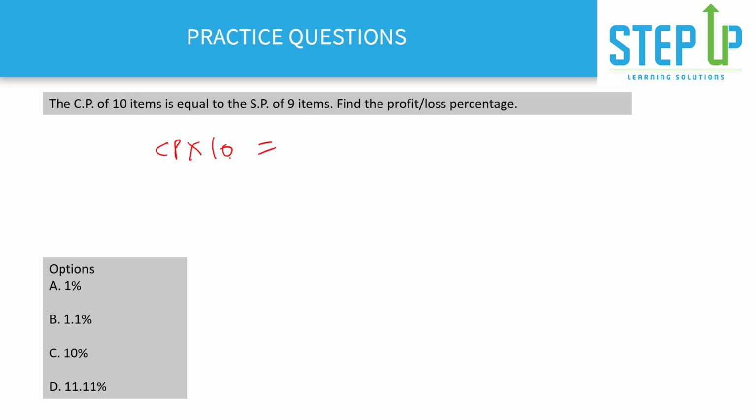The cost price of 10 items is equal to the selling price of 9 items, correct? That means we can calculate SP upon CP. Again, this is very simple, SP upon CP. So this becomes 10 upon 9. Now you can see if it's 10 upon 9, meaning SP is greater, that means this is definitely profit. And profit is obviously 1 upon 9.